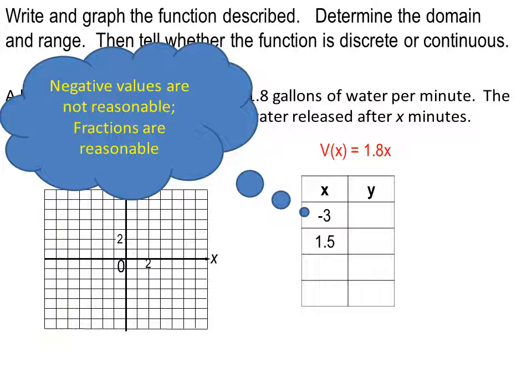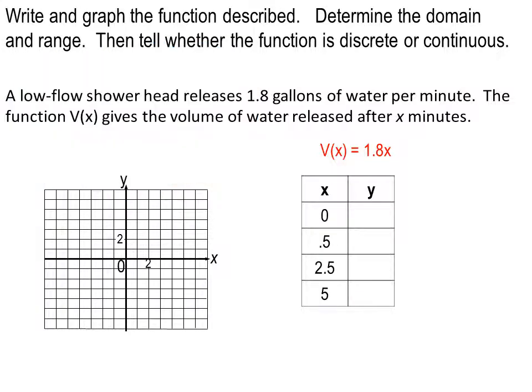We want to create a table of values. However, negative values are not reasonable, but fractions are. Who can tell me why? These are the numbers I want to use in my table. I will use my function rule to get the corresponding y values.